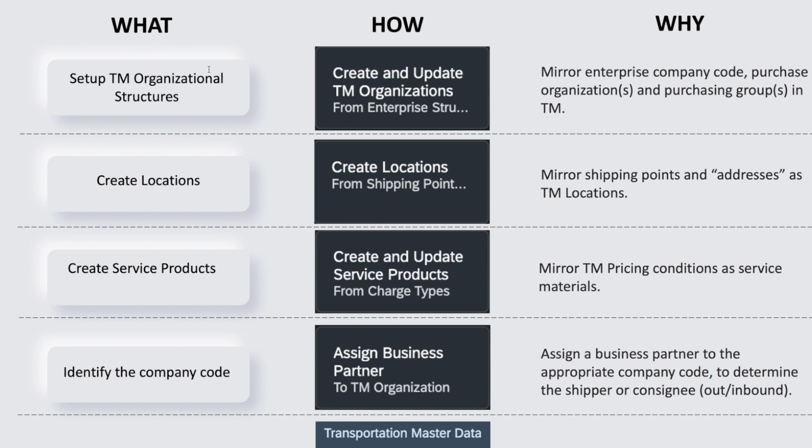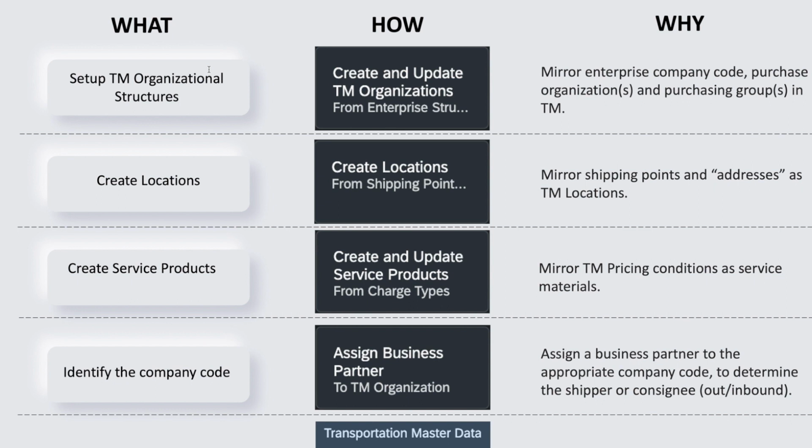Lastly is to identify the company code. Again, in your business processes, depending on whether we're looking at an outbound transportation process or an inbound transportation process, there will be a need to identify who the shipper is if we're looking at outbound, or who the consignee is if we're looking at inbound. And from a TM point of view, the object that is used to identify that would be a business partner. But that business partner also corresponds to your nominated company code.